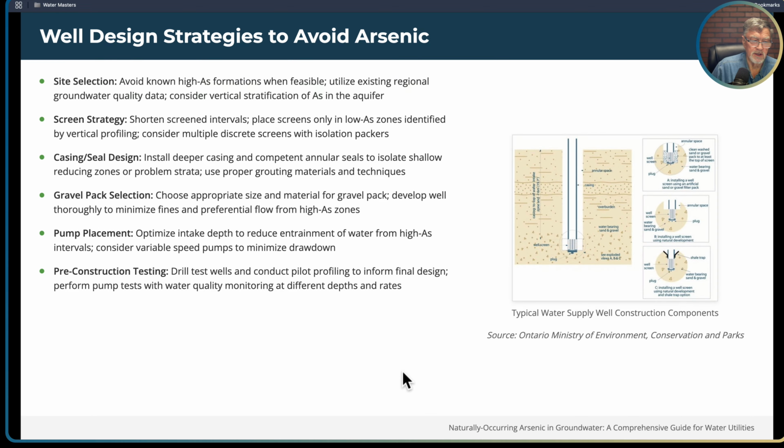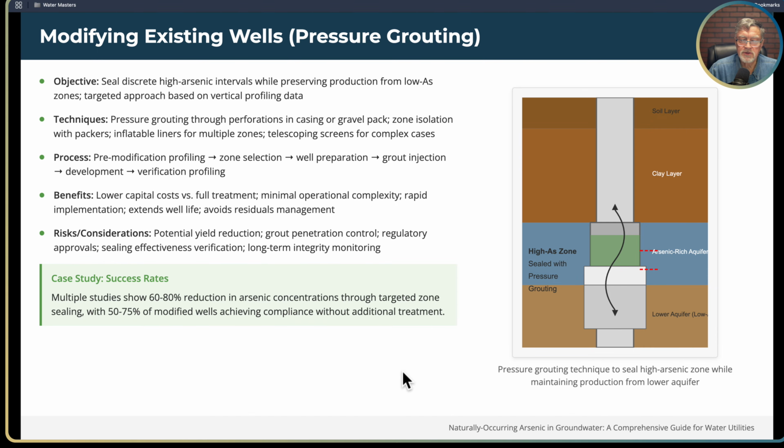And then pre-construction testing. You drill test wells, and you conduct a pilot profiling to inform your final design. I'm a big proponent of drilling pilot wells, not just all in one go, especially if you're in areas where you have known contaminants like arsenic. You're going to want to drill a test well, do that profiling, and before you build the well and bring in all this expensive stainless steel screen and all that, you really want to have an understanding of building the best well possible.